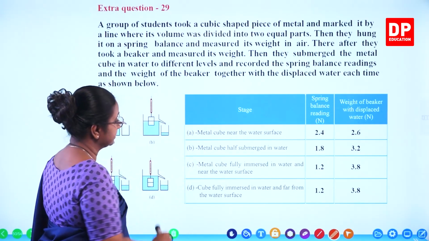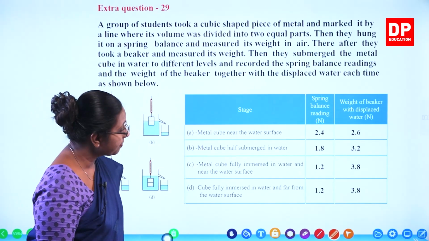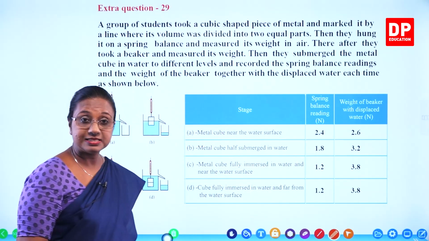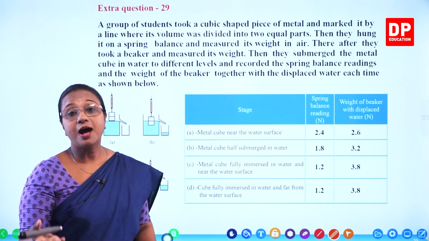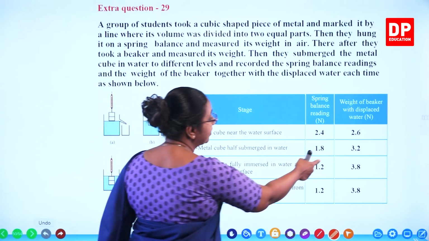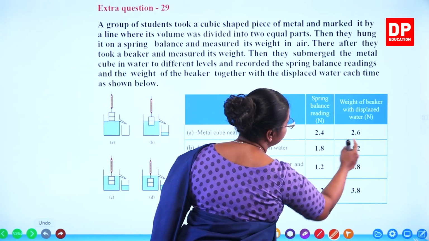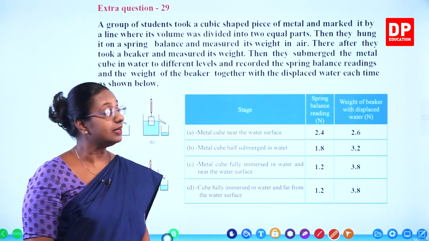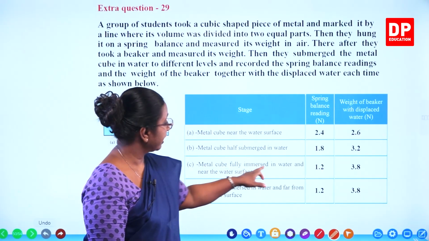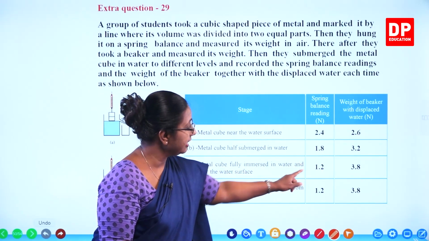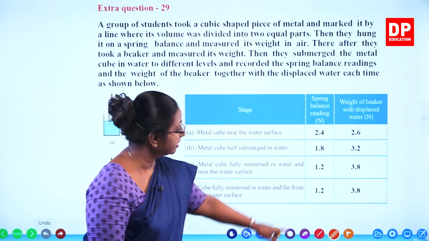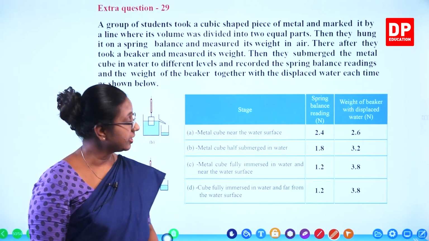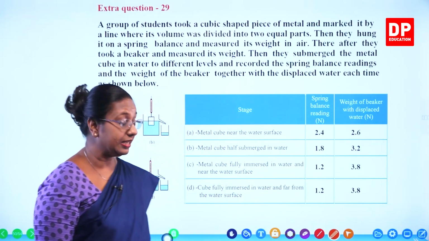In the second instance, where the metal cube is half submerged in water, of course the spring balance reading is less. That is because of the upthrust. So that is the apparent weight, and here we have the weight of the water that is displaced along with the beaker. Similarly, in the third instance, the reading of the spring balance decreases further to 1.2 Newton, and the weight of the beaker with water displaced is 3.8 Newton.